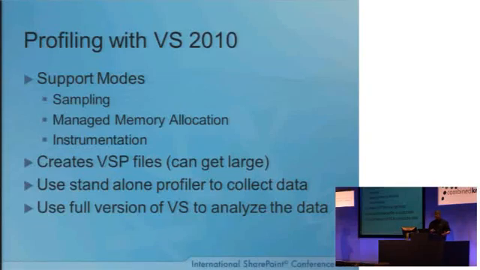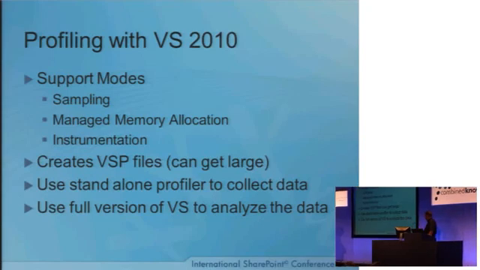Visual Studio will create VSP files. When it does this collection, it writes a VSP file that can potentially get very large. Of the modes it can run in, the one that's most interesting to you is sampling. Sampling is effectively statistical. It goes in every once in a while and takes a snapshot of what's going on, and from that tries to tell you what is going on inside your process. You can use a standalone profiler to collect the data, and then, of course, you have to use the full, ultimate version of Visual Studio to actually analyze the data.